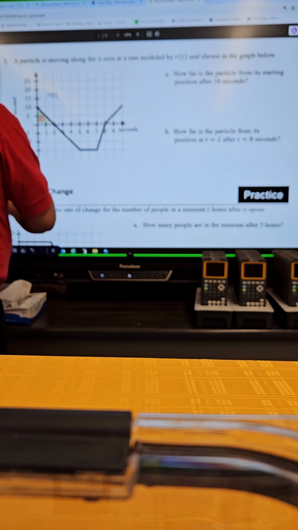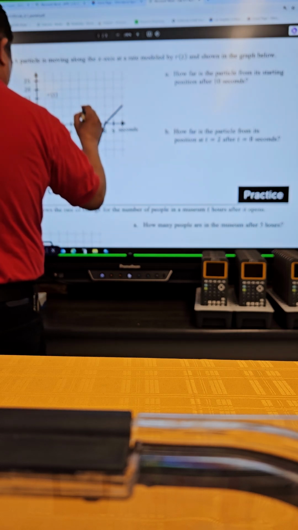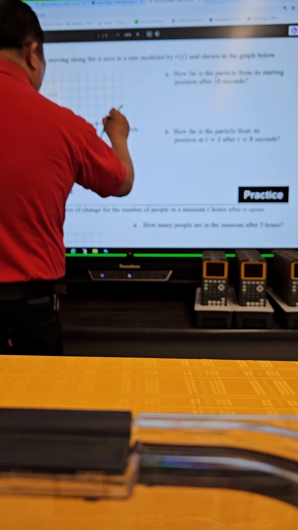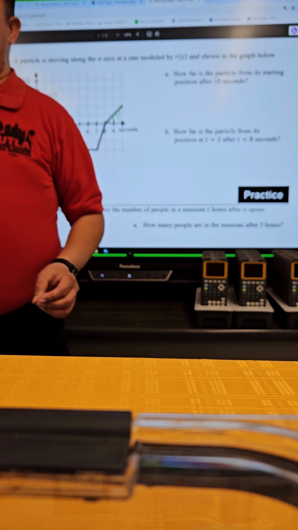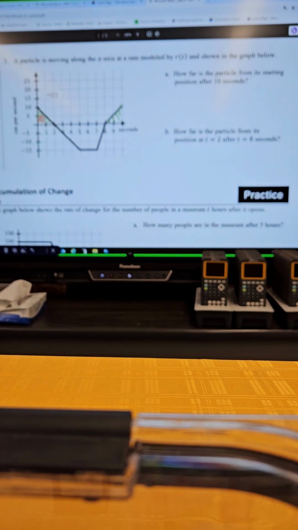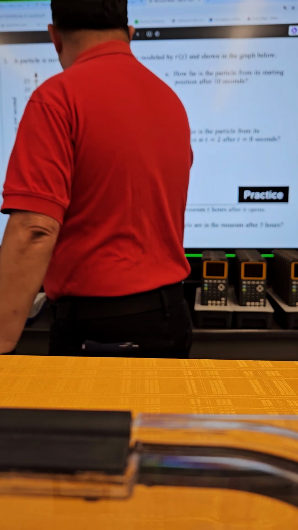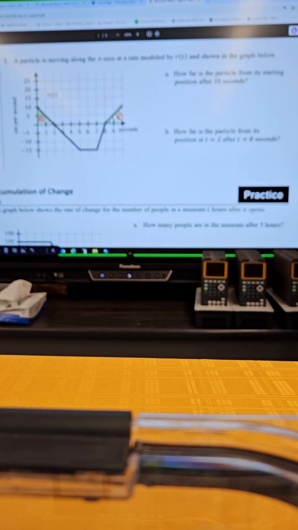How about this one, guys? Also 20. How about this one? What is the area? 10. So right here, it's going to be 10 also, the area. Right? So what is the area on top? The two triangles. The area is 20. Okay. How about this one?